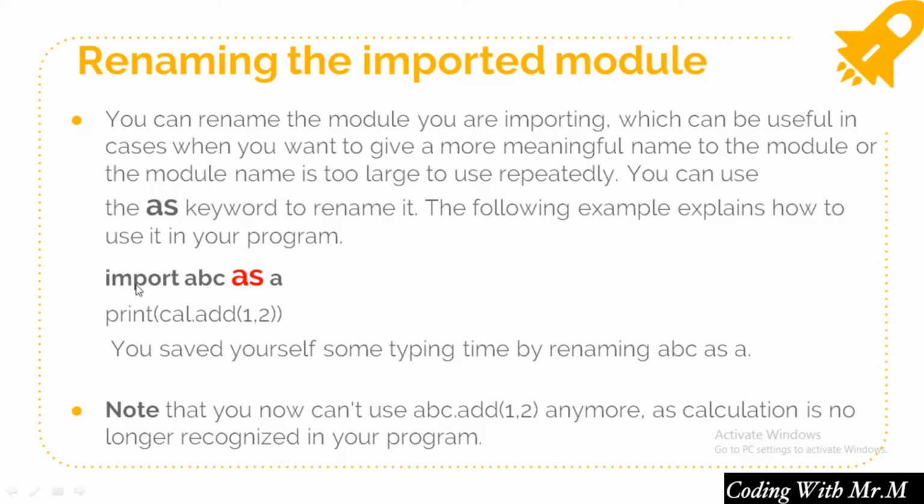Now we are importing the abc module, and we will use that module as A. So now this imported module is equal to A. And now we can call the add function using this A. Actually, I've made a mistake here. This should be A instead of cal. So I can simply say A.add, and it will give me the result instead of typing abc.